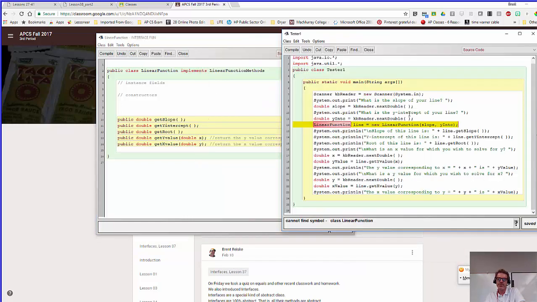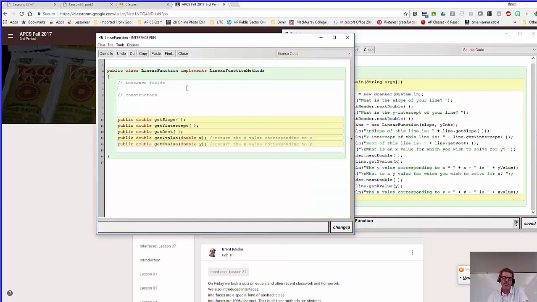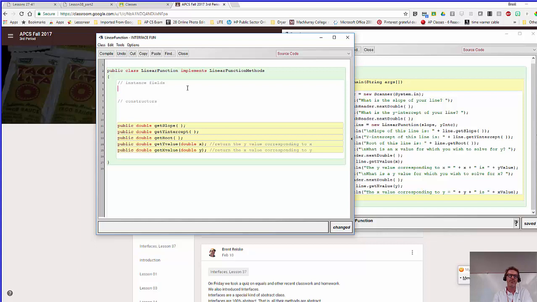How do we make linear functions? Let's see. We make one by giving it two things, slope and the y-intercept. Now, are those ints or doubles? Let's see. We're asking the user for slope and storing it in a double. So that's a double slope. We're asking for y-intercept and storing that in a double. So we're giving it two doubles.